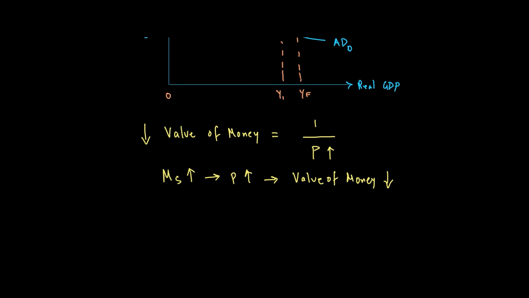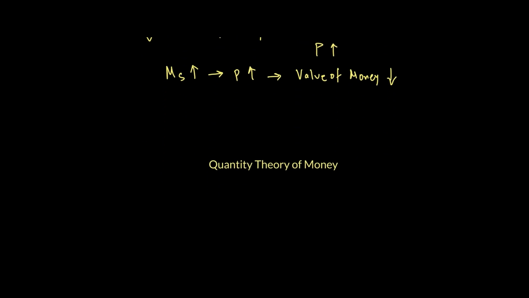Another way to look at it is through our quantity theory of money. According to this theory, we establish this equation called MV equals PT, where M is simply your money supply, which is basically the amount of money the government has decided to print. So M is your money supply.